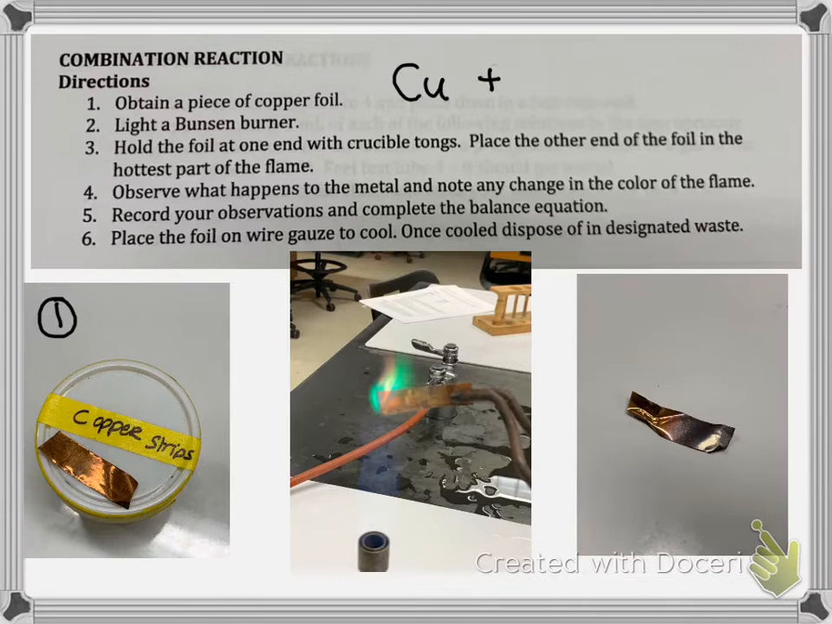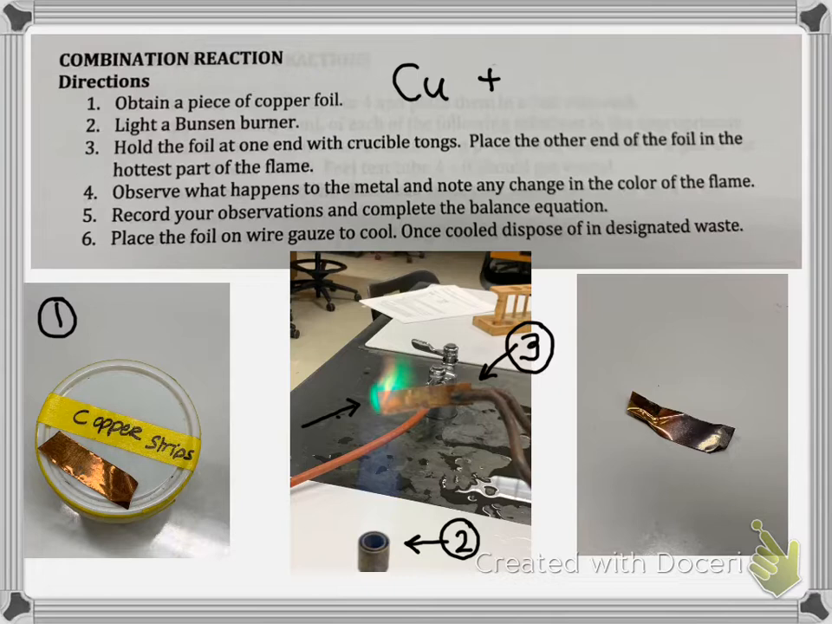And then step 2 said light a Bunsen burner. And so here's the Bunsen burner here. It's hard to see the flame, but the flame is there. And then holding the foil with tongs, you can see here's the copper foil with tongs, into the hottest part of the flame and write your observations. So this is step 3. Now look at the copper wire. Can you see the green color? And that is the copper oxidizing in the air. It's heating the copper and the electrons, and so we see a green flame.